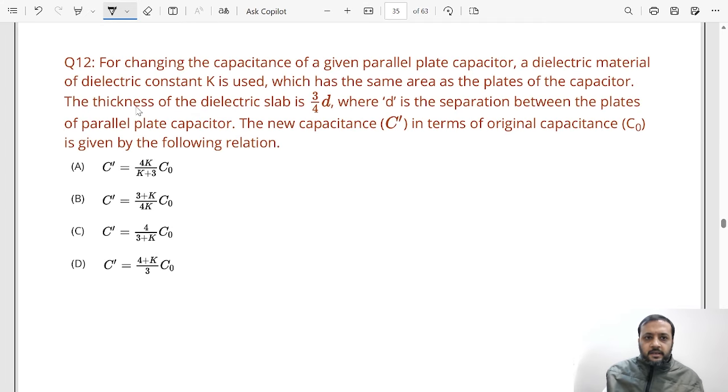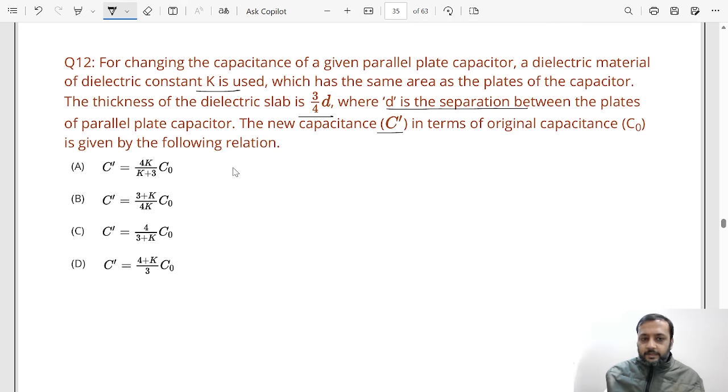Then here, for changing the capacitance of a given parallel plate capacitor, a dielectric material of dielectric constant K is used, which has the same area as that of the plates of the capacitor. The thickness of the dielectric is 3d by 4, where d is the separation between the plates. The new capacitance C dash in terms of the original capacitance C naught is given by.